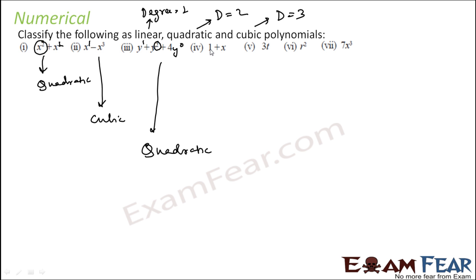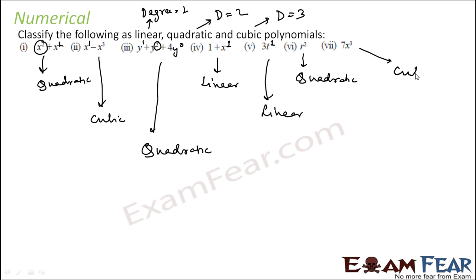Let's take this 1 plus x. 1 is a constant, x to the power 1 is a polynomial, maximum power is 1, 1 is linear, so it is linear. 3t, t to the power 1, maximum power is 1, so it is also linear. R square, maximum power is 2, 2 is what? Quadratic, so this is also quadratic. X to the power 3, maximum power is 3, so it is cubic.